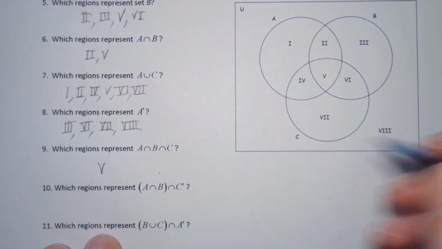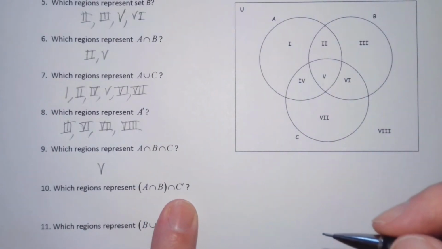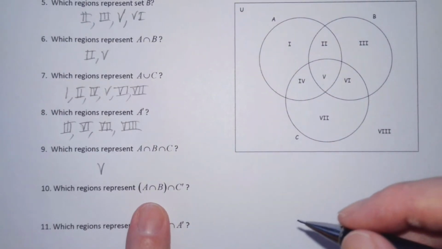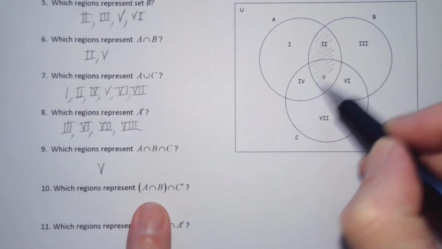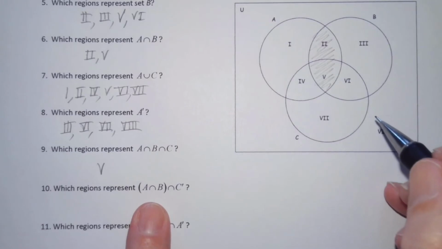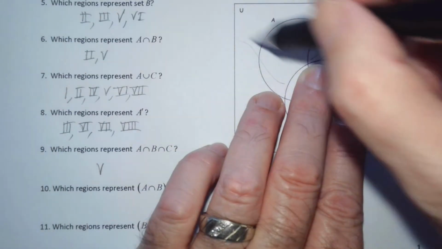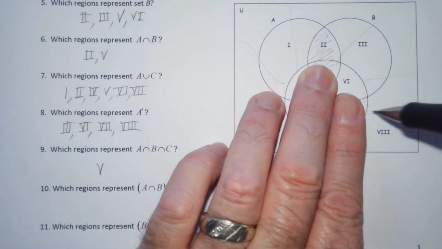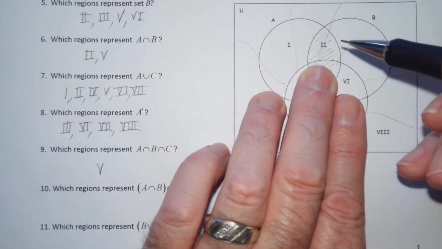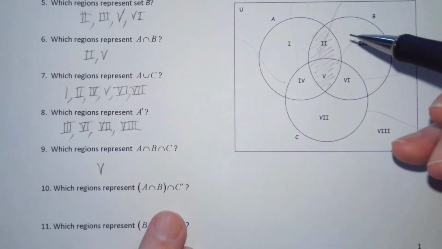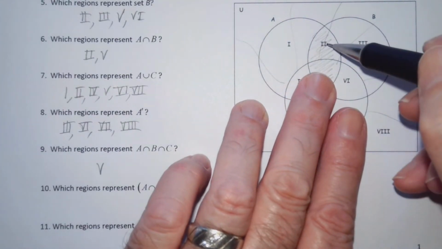Which regions represent A intersect B and not C? Alright, well first A intersect B, that's this part here. Not C would be everything outside of C, so you could basically do something like this here. And you can see the intersection, because we're looking at an intersection here, with not C is this part here. So that's just going to be 2.